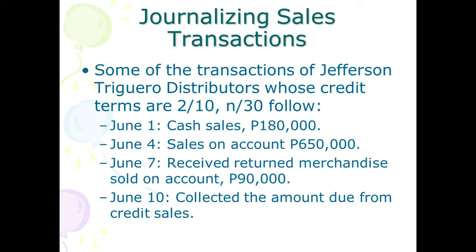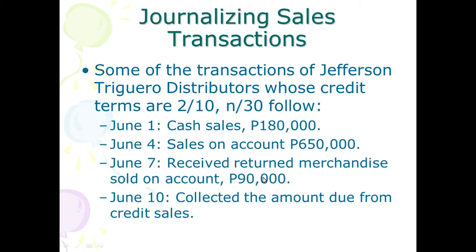And on June 10, you collected the amount due from the credit sales. The credit sales were made on June 4, and the credit term is 2/10, n/30. So this was collected within the discount period. We start with 650,000 and there was a return of 90,000. So that means the balance is 560,000. We have a 2% cash discount. So the cash discount is 11,200.